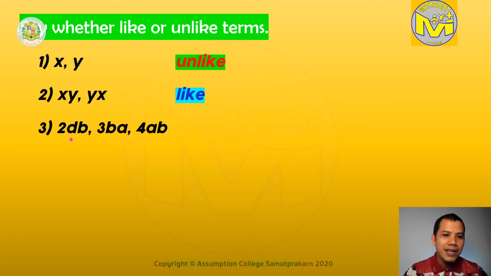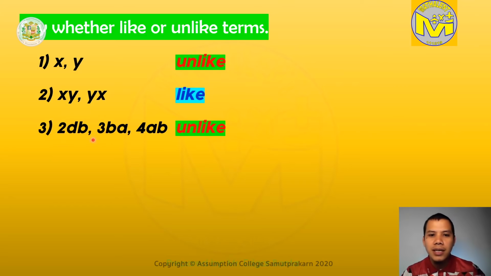Somebody says unlike, somebody says like. Look at this. This is DB. We have BA, AB. Even these two are the same, but we have one different. They are called unlike terms because they are not all the same. I mean, all variables not the same. It must be that all three terms have the same variables.